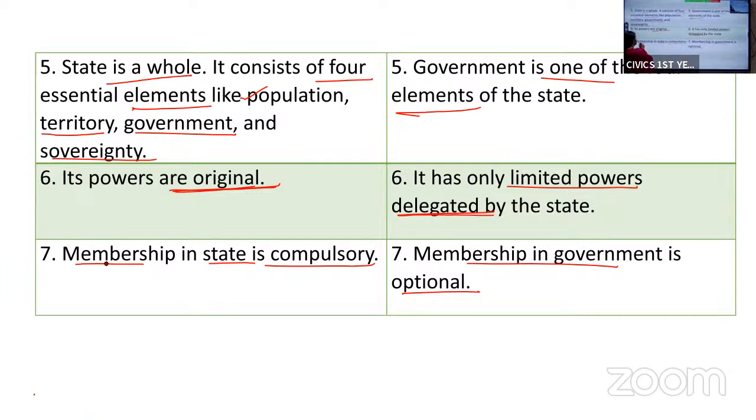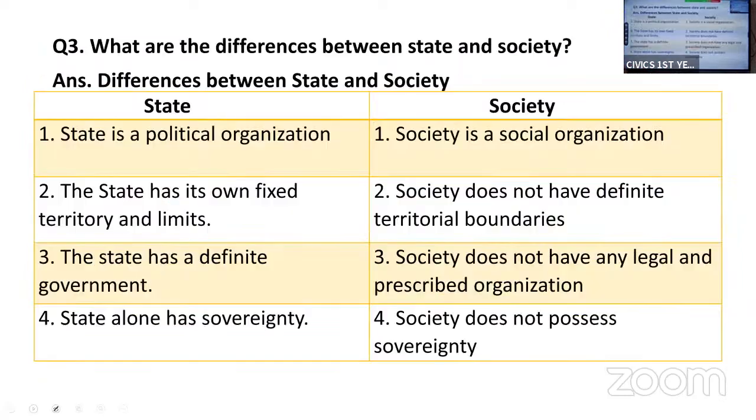So membership in the state is compulsory. Membership in government is optional. If you are willing to be part of the government, it is your choice, but you should be a member of a state. That is compulsory. I hope I am clear with this. Let us move to the next one.